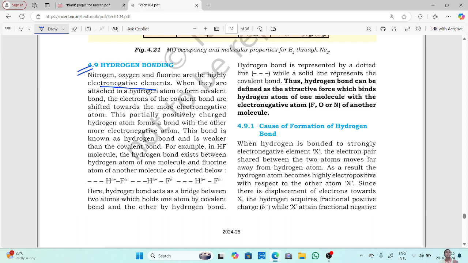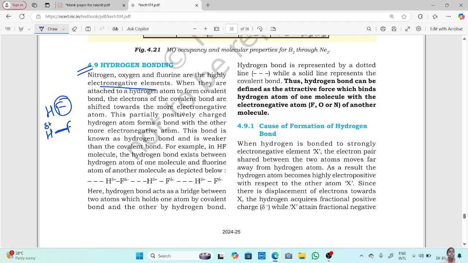So when you have a hydrogen atom covalently attached to a more electronegative atom, what will happen here? If you have HF, what happens in HF? Fluorine being highly electronegative, the electrons will be shifted more towards the fluorine, so hydrogen will have a partial positive charge. Yes or no? Because the electron from hydrogen is pulled towards fluorine, because fluorine being highly electronegative will pull the electron towards itself.